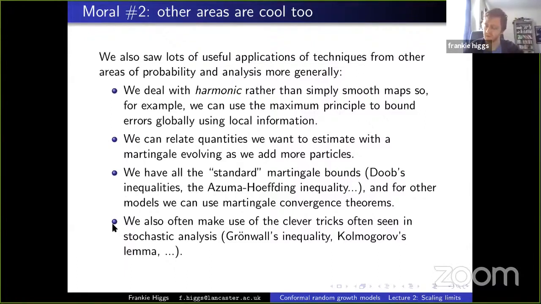There's also a lot of room for ingenuity. If you could just follow a recipe to solve any of these papers, then we'd all be replaced by robots. So if you have knowledge of other areas of math and you're thinking of doing something about a conformal growth model, you may well find clever ways of applying knowledge from other fields. Here there was a very useful application of Kolmogorov's lemma and Gronwall's inequality, very popular in stochastic analysis. I'm sure there are many, many more.